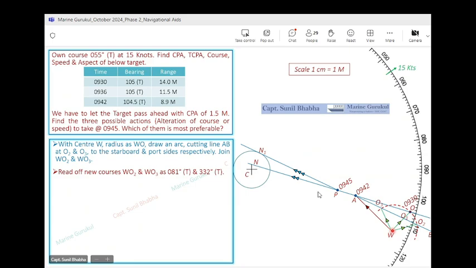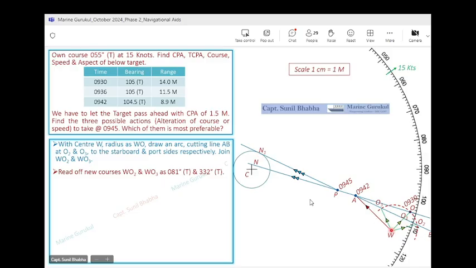Now the third option which is available to us is to alter our course to WO3. If we alter our course to WO3, the new triangle would be WO3A. The relative line of approach would be O3A. Again, effective from 9:45, it will make the ship move on a track of P2N1, and this will achieve the desired CPA of 1.5 miles.